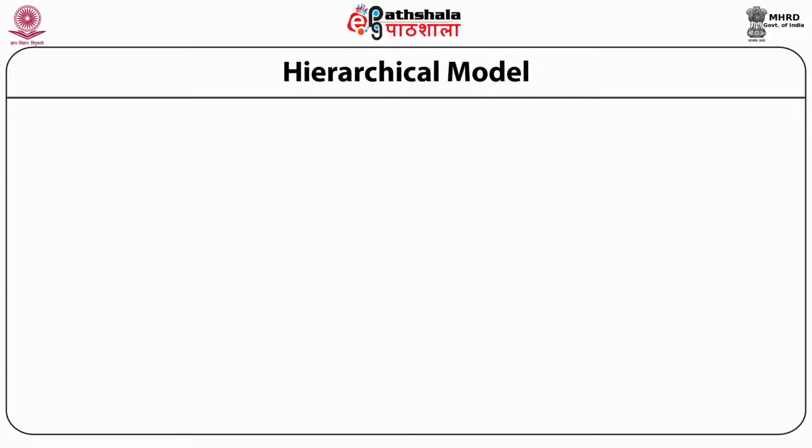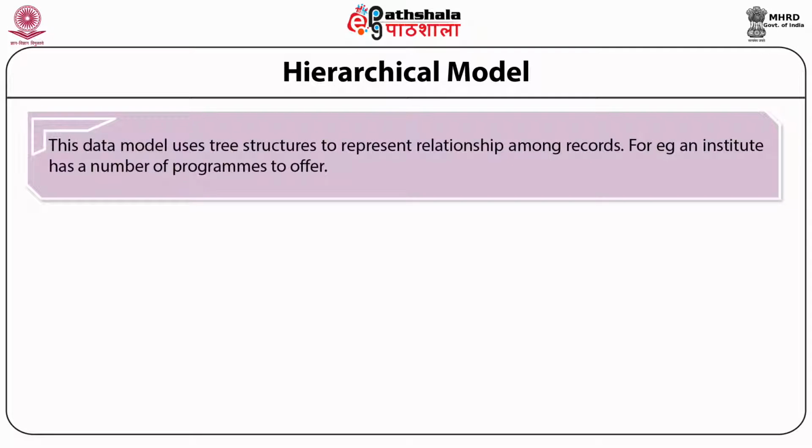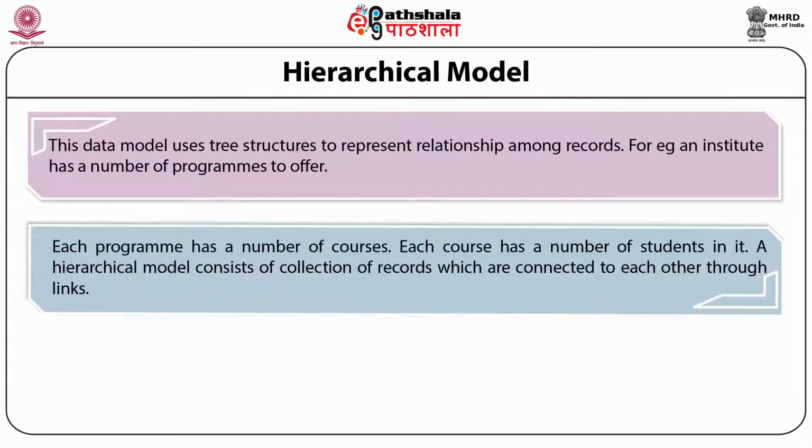Next model is the hierarchical model. This data model uses a tree structure to represent relationships among records. For example, an institute has a number of programs to offer. Each program has a number of courses. Each course has a number of students in it. A hierarchical model thus consists of a collection of records which are connected to each other through links.